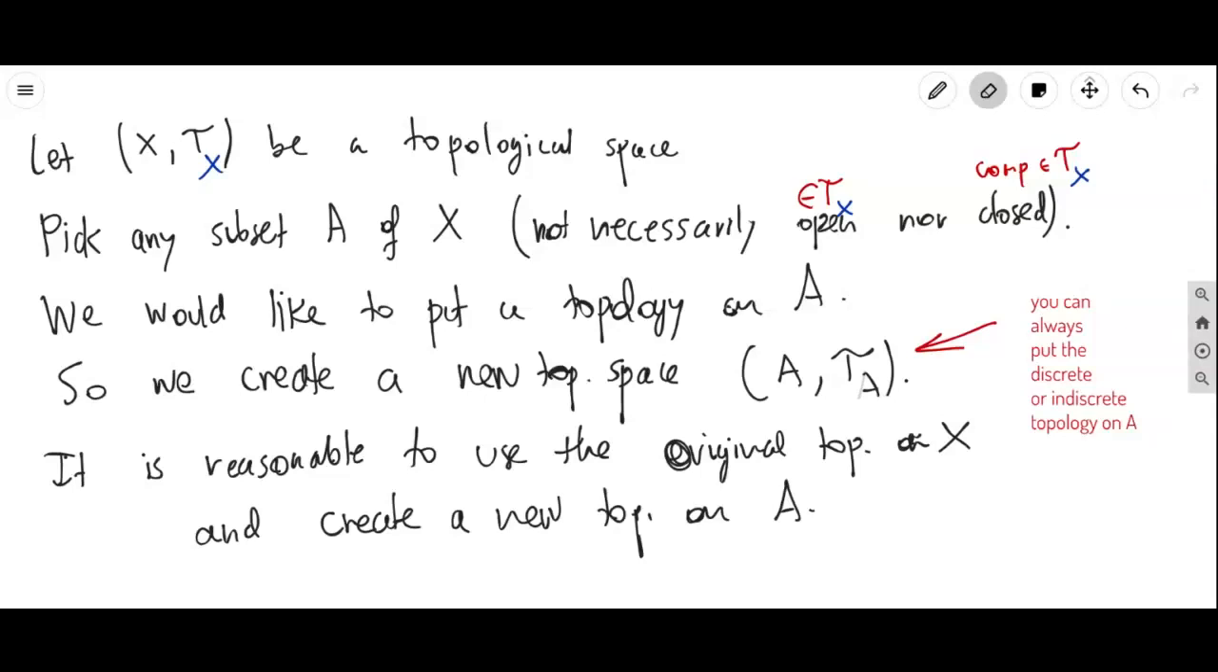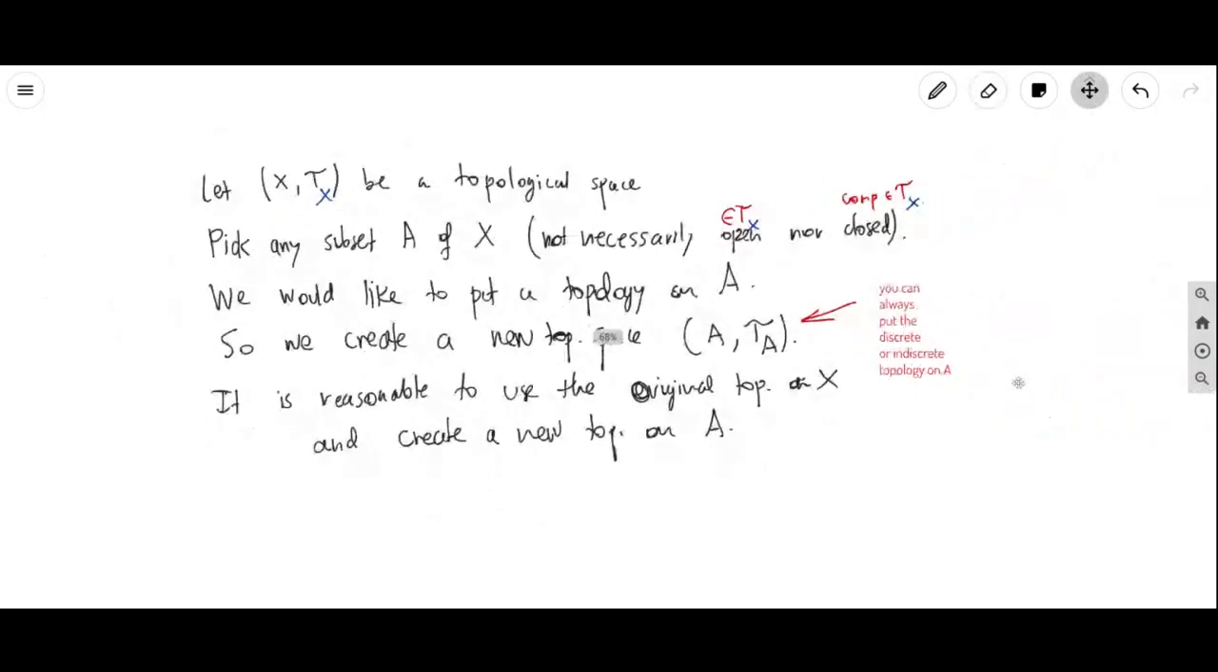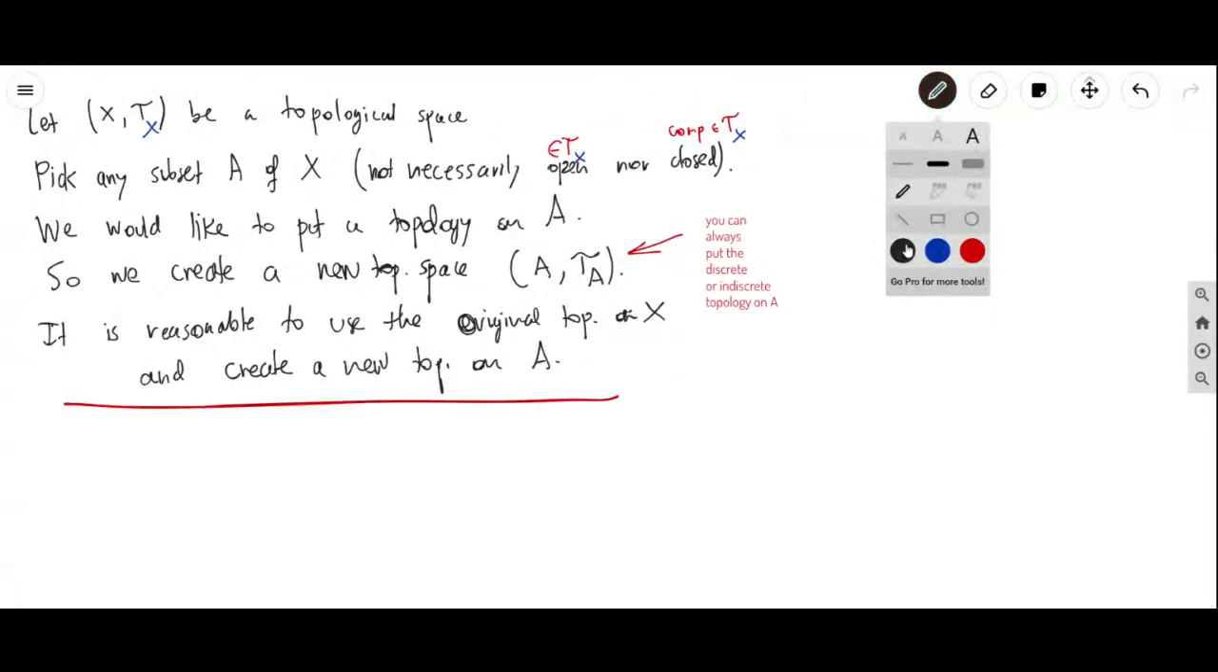But that's not what we want to do. If A is a subset, it's coming from X, then it's reasonable that whatever topology we put on it is going to be in some sense inherited from the original topology. So that's what we would like to do. So I'm going to show you the first method that's a little bit problematic. So this is maybe the first attempt. Let's say this is our first attempt.